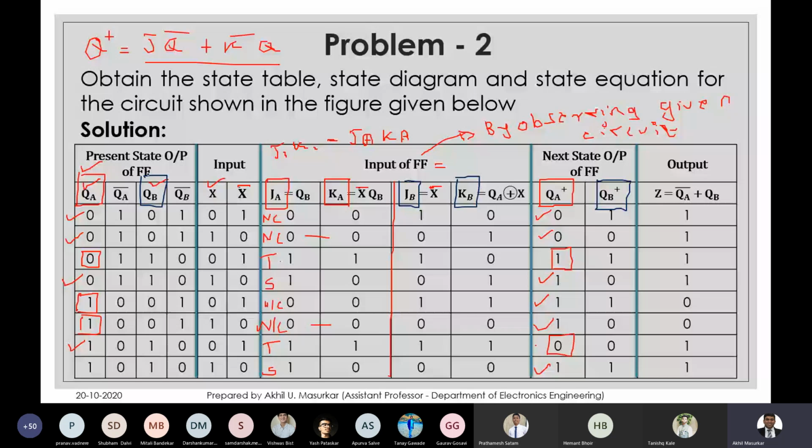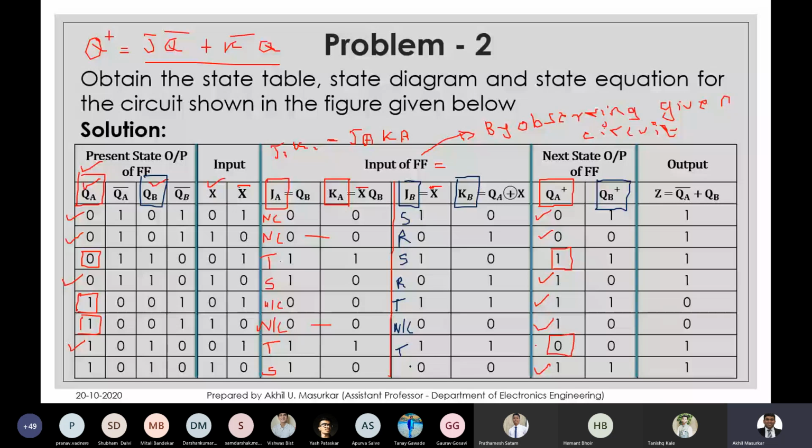So in the first case, 1 0 means we have set, 0 1 is going to be reset. Then 1 0 is again going to be set, 0 1 is going to be reset, 1 1 is toggle. Then we have here 0 0 is no change, 1 1 is again toggle, and 0 0 will be no change. So I can just identify the toggle conditions.